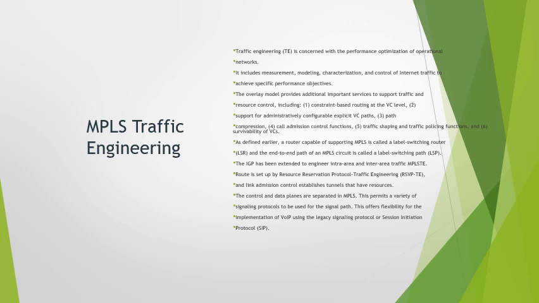As defined earlier, a router capable of supporting MPLS is called a label switching router. An end-to-end path of an MPLS circuit is called a label switching path. The IGP has been extended to engineer intra-area and inter-area traffic, MPLS TE. Routes are set up by resource reservation protocol traffic engineering, and link admission control establishes tunnels that have resources.